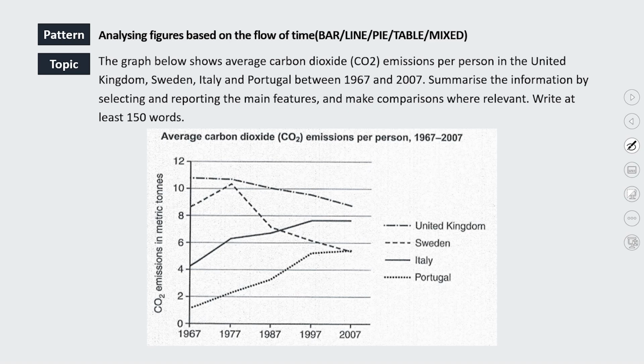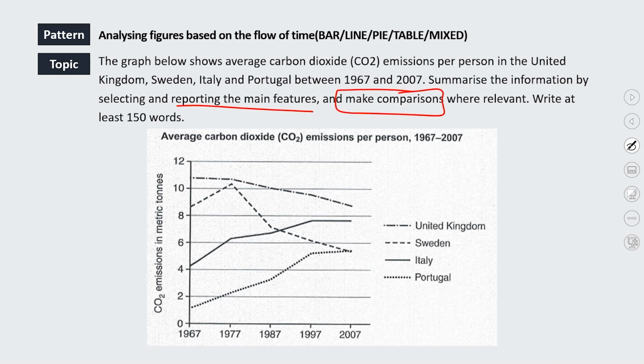Okay, so we've got our task 1 essay where we've got obviously a graph. Let's take a look at the topic. The graph below shows average carbon dioxide emissions per person in the United Kingdom, Sweden, Italy, and Portugal between 1967 and 2007. Summarize the information by selecting and reporting the main features and make comparisons where relevant, okay?